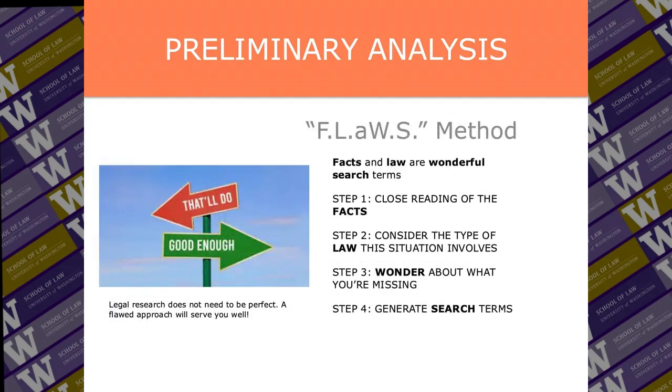We're going to be using a method for this that I created called the F.L.A.W.S method, which is broken down into 4 steps. Facts: read the fact pattern. Law: frame the legal issues you see in the fact pattern. Wonder: engage your curiosity and think about what you already know about this topic and what you need to learn more about. Search terms: use the information you've gathered in the first 3 steps and generate potential search terms. I've boiled those steps down into this one sentence: facts and law are wonderful search terms.